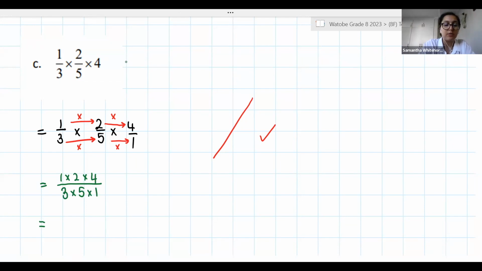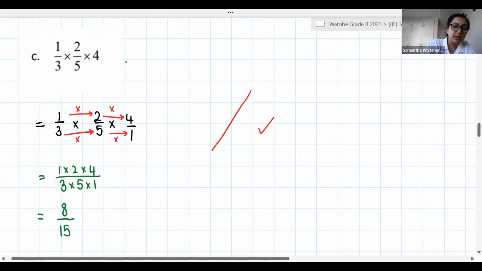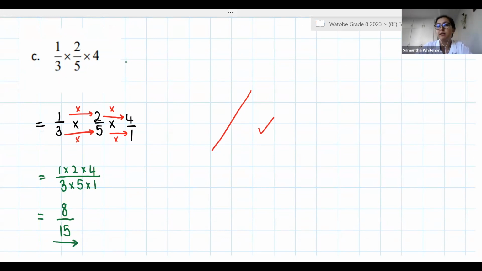Now, like what Watobe said, 1 times 2 times 4. So 1 times 2 is 2. 2 times 4 is 8. 3 times 5 in my denominator is 15. Times 1 is 15. Now we always double check if we can simplify. In this case, we can't simplify, so our answer stays exactly like that. Again, don't write it as a decimal. The second you start using decimals, things become inaccurate. So rather just leave it.